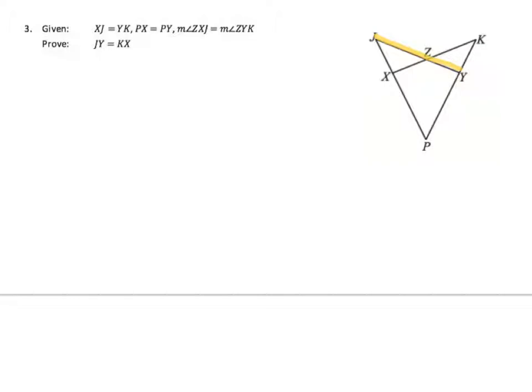So maybe if I can prove that those 2 triangles are congruent, let's do this. If I can prove these 2 triangles are congruent, then maybe I can prove that those sides are congruent because of CPCTC, right? It's one we love. Cool. All right. I'm going to push pause and write down what's given.